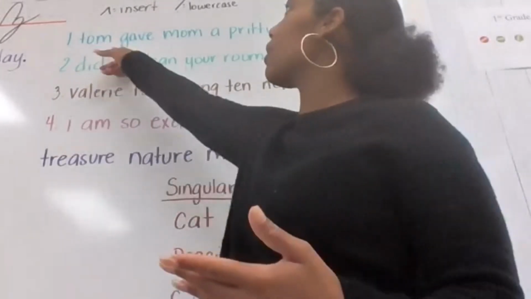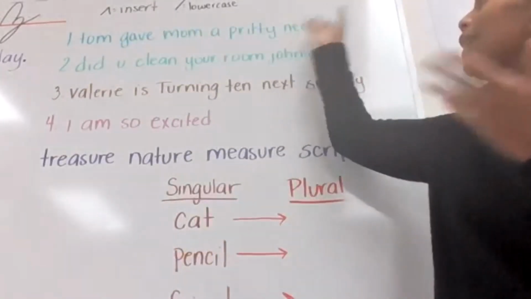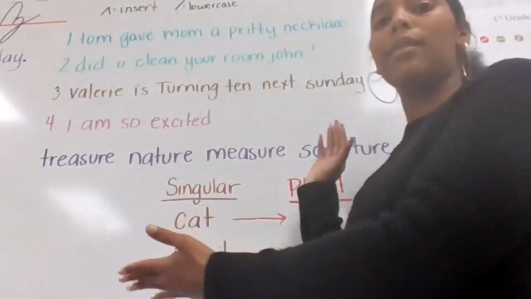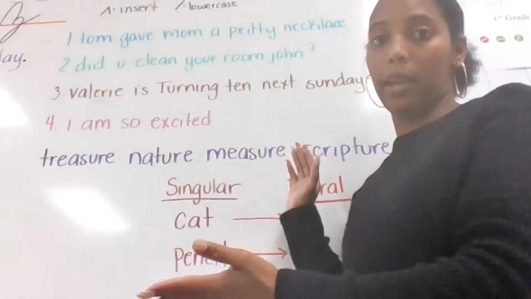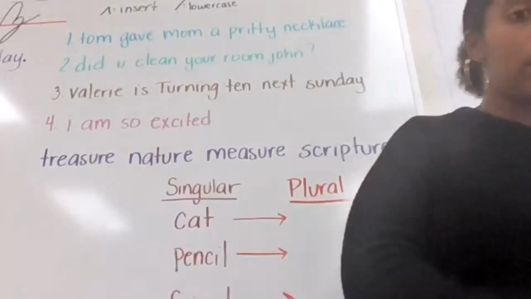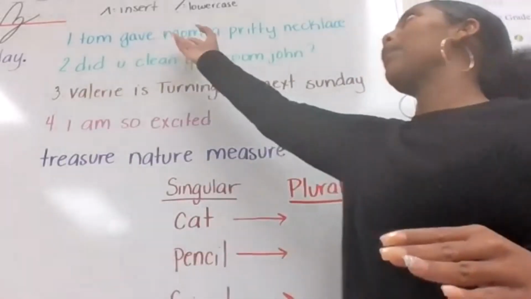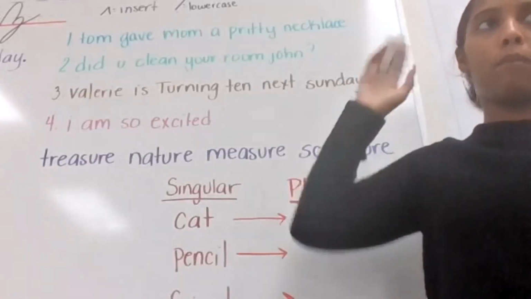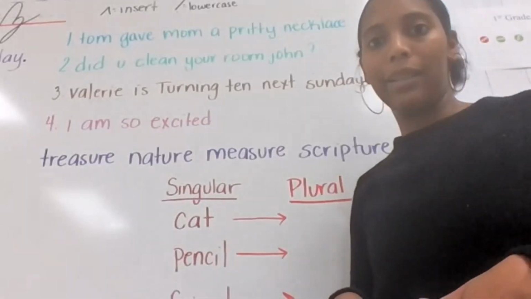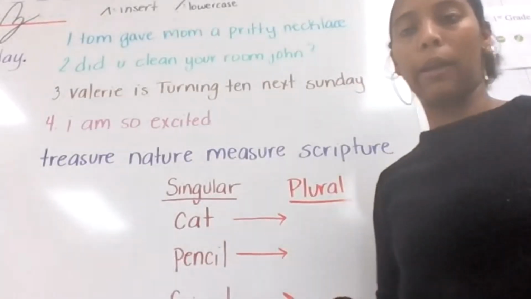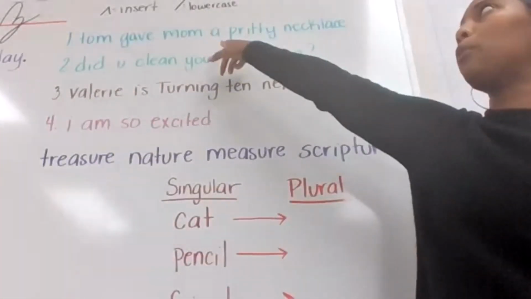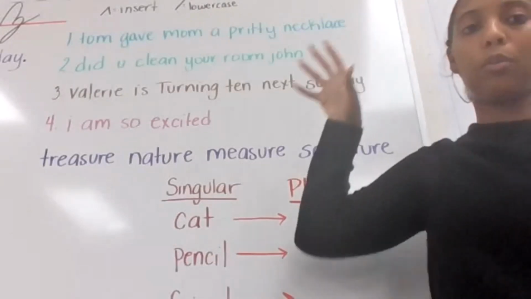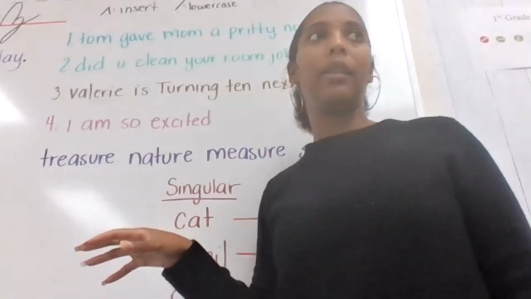Okay, so number one says, Tom gave mom a pretty necklace. So you'll write the sentence down, and then you'll use your proofreading marks to correct it, okay? So you're not writing it over, you're just using the proofreading marks to correct it. Is everyone familiar how to do that? We've done it a few times, okay? Write it just like how it is, and then put the proofreading marks inside of it to show how it should be written down correctly.